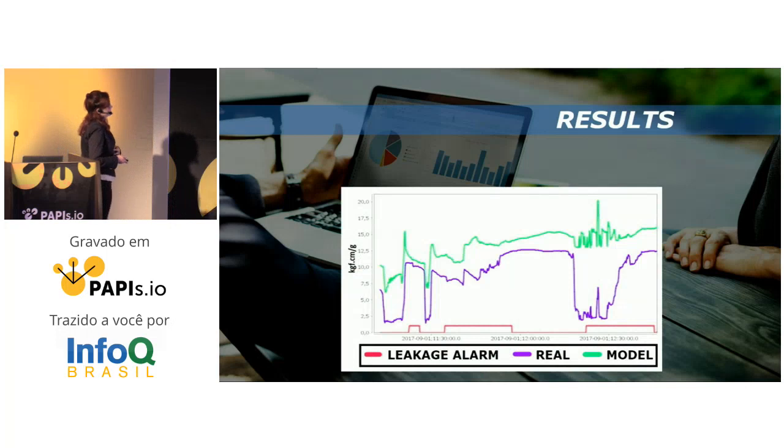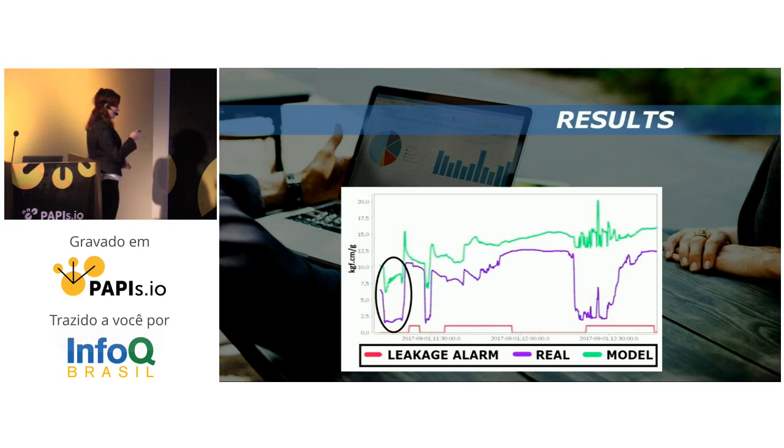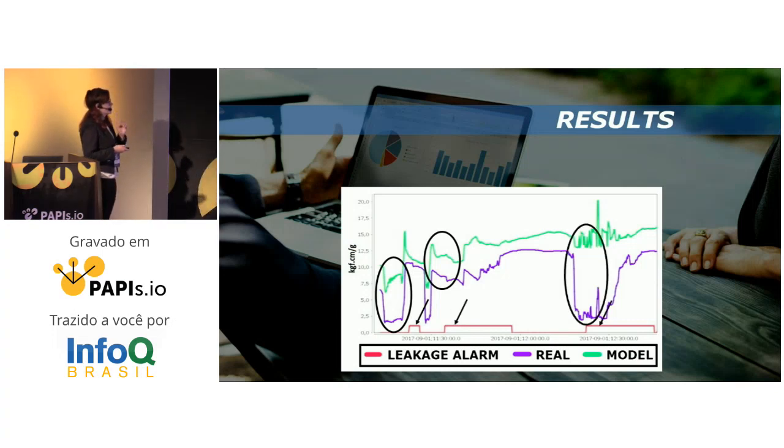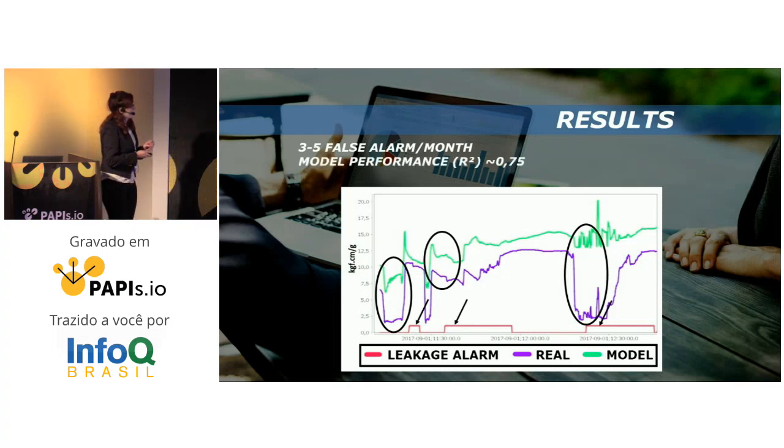This was the response of the system. As you can see, there were 3 alarms because we opened the drain 3 times. Here, the first time that we opened the drain, we can see that there was a huge difference between real and model, and just around 5 or 10 minutes after, the system raised an alarm. Then we closed the drain, so the model and real were almost the same. And the second time that we opened the drain, there was another huge difference between model and real, and then the system raised another alarm. This one was the third time we opened the drain, and the system also raised an alarm.